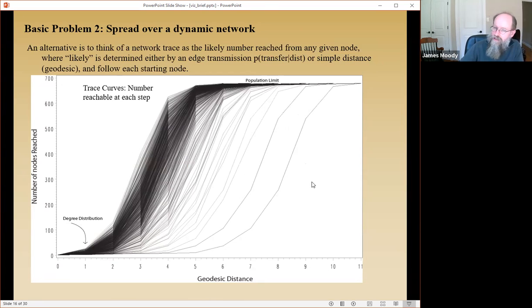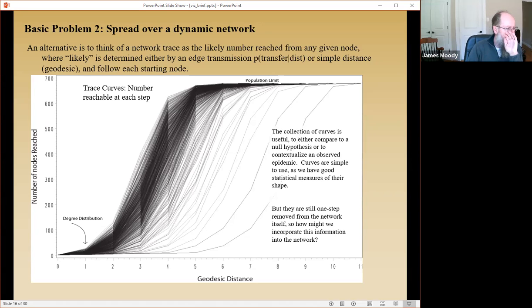And there's this long tail of nodes that if you happen to start your infection with them, it's going to take a long time for that diffusion process to happen. So this might be a nice way to communicate the difference between one setting and another if you wanted to look at it.